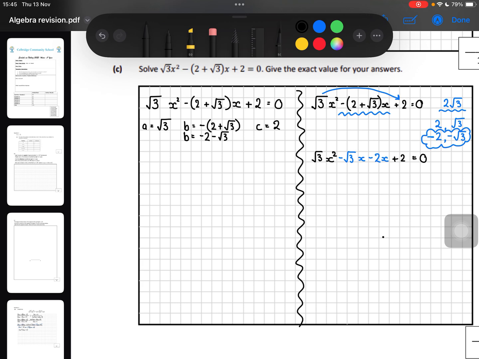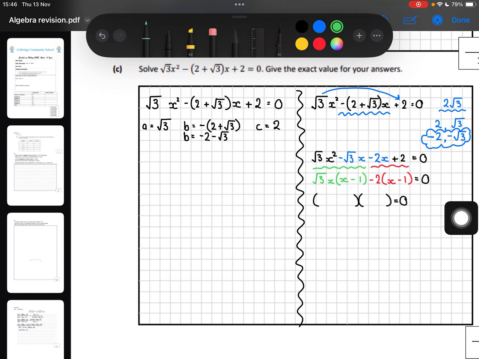Now, all I have to do is my grouping method. So look at the first two grouped together and the last two grouped together. If I look at these two and take the highest common factor, I would take out a square root 3x and be left with x minus 1. And if I take out these two together, I would take out a minus 2 and be left with x minus 1. And carry down my equals 0. Now I can see from when I have them grouped that I have the same thing inside both brackets.